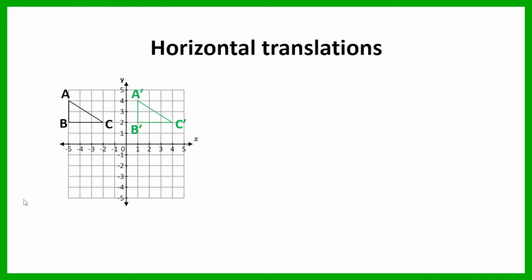The first kind of transformation that we learnt about was translations. Translations are where you are moving points or shapes around on the Cartesian plane. Horizontal translations are where you are moving from left to right or right to left. So you're moving in a horizontal direction like this. And when you are moving a point or a shape horizontally, the x values will increase or decrease.